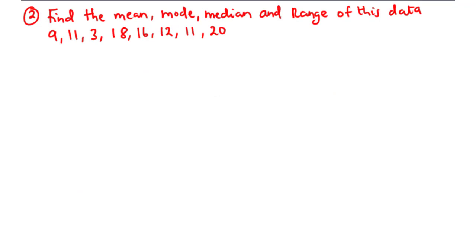So for the second question, we are going to find the mean, mode, median and range of this data. Now this is slightly different from the first question. The first question had the data set consisting of 7 numbers. However, in this question, we have 8 values or 8 numbers here. Now, before we solve the question, let's rearrange the values in the data set in the ascending order. So we have 3, we have 9, we have 11 occurring twice, we have 12, we have 16, 18 and 20.